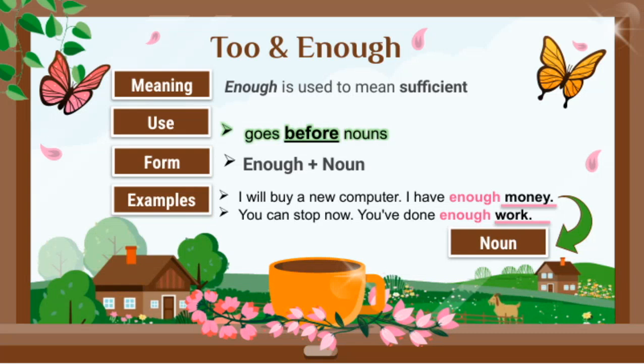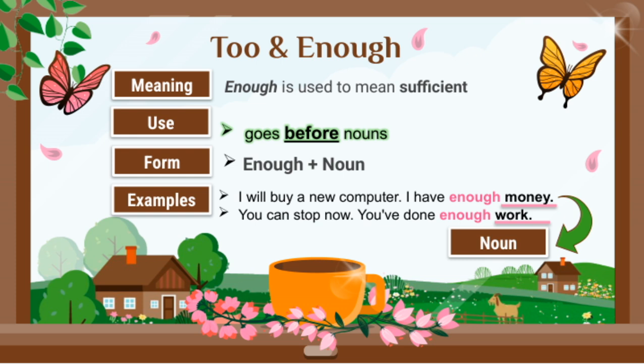Now let's look at how we use enough with nouns. For example, in the sentence, I will buy a new computer, I might say, I have enough money. Here, enough is used to indicate that I have a sufficient amount of money to make the purchase. It's important to remember that enough goes before nouns, so whenever you're talking about having enough of something, position enough right before the noun. The key point is that enough means sufficient.